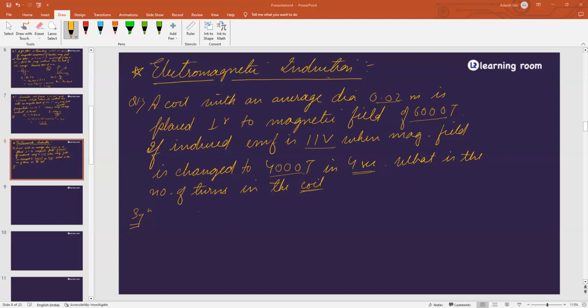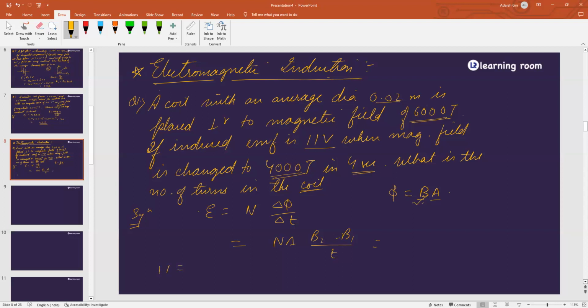See here. So we have been given, first of all, EMF is what? N delta phi upon delta t, right? What is phi? Phi is magnetic field into area. In delta phi, what is the thing that is changing here? Is it magnetic field or is it area? It is magnetic field. You can see from 6,000 Tesla to 4,000 Tesla in 4 seconds. So I can write the same thing as N into A, B2 minus B1 upon t. What is N? So number of turns, that is what we have to find basically.